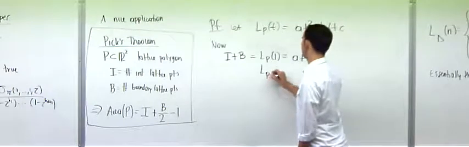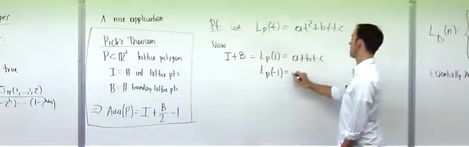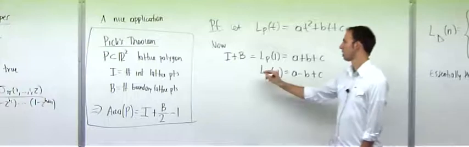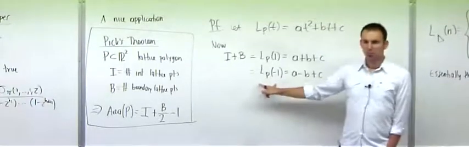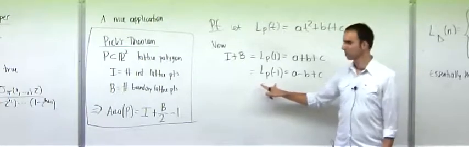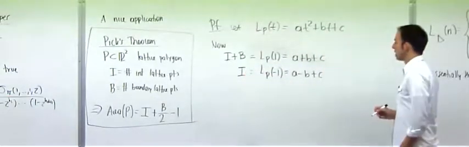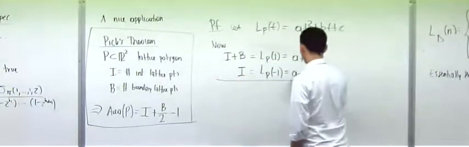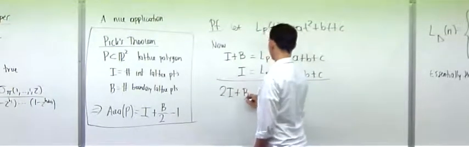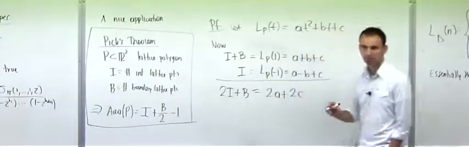Okay. Now let's plug in minus 1. So when you plug in minus 1, you get A minus B plus C. Okay? But what is this at minus 1? Well, it's beautiful. You plug in minus 1 and you get the number of interior lattice points. Okay, so you just get I. Okay? So now let's add these two equations. And we get 2I, it's looking good, 2I plus B equals 2A plus 2C. Okay.